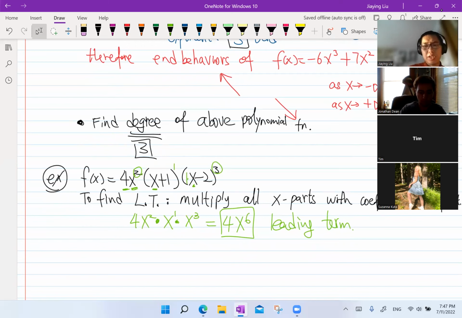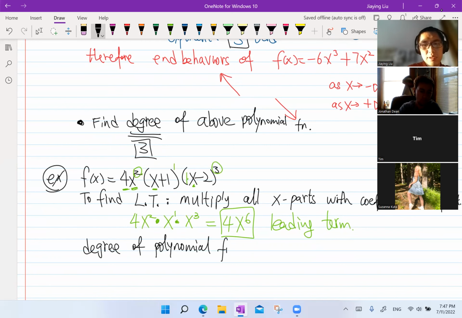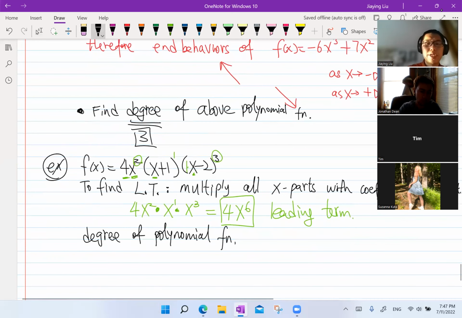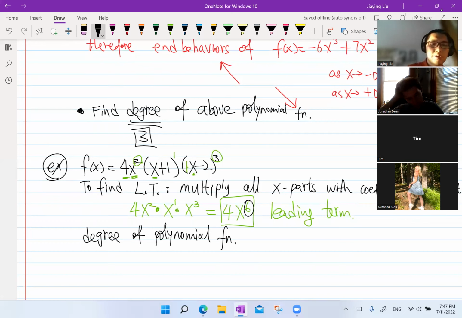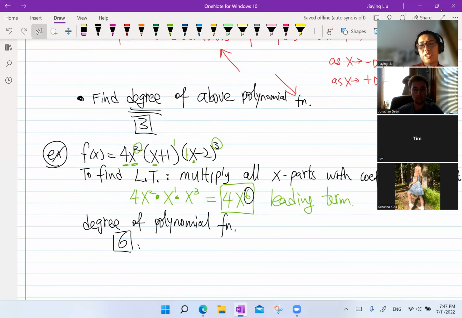All right, if we know the leading term, can we figure out the degree of the polynomial? Well, we could, right? Because the degree of the polynomial is the highest exponent. The highest exponent is in the leading term, which is 6. So the degree is 6. And we have a leading term.